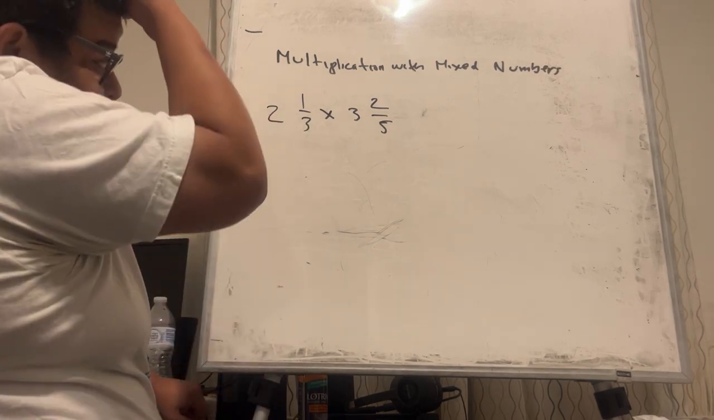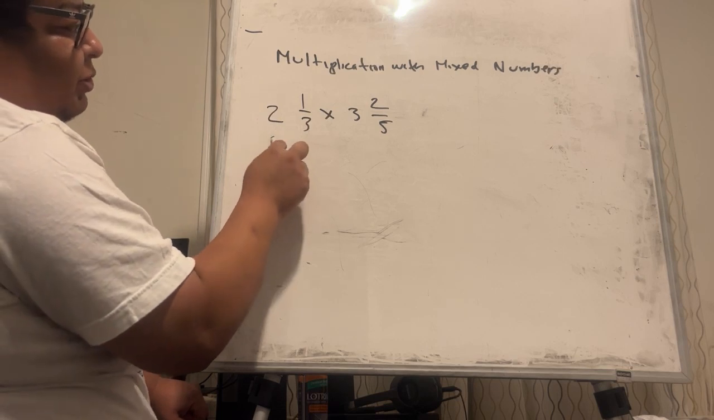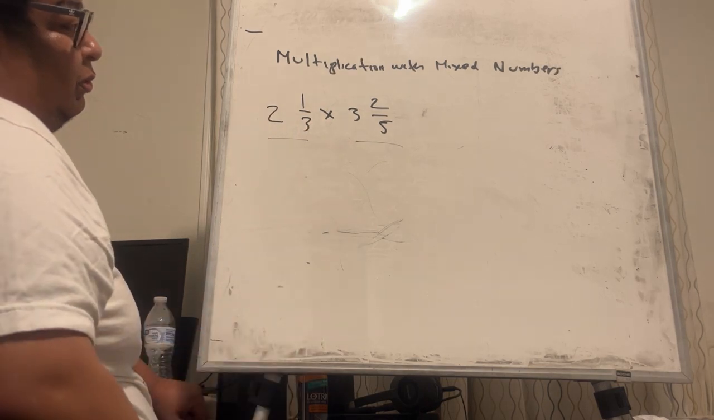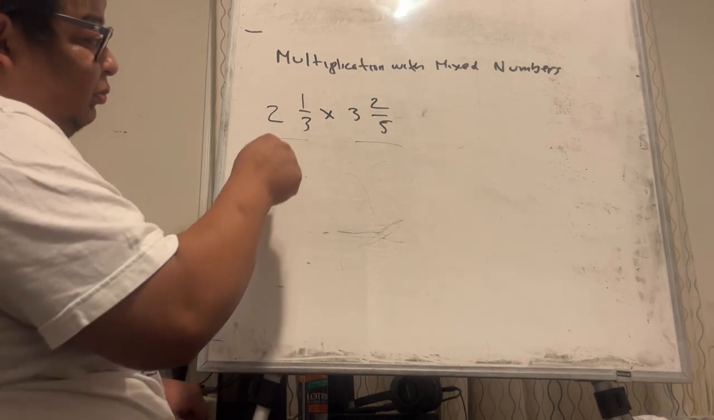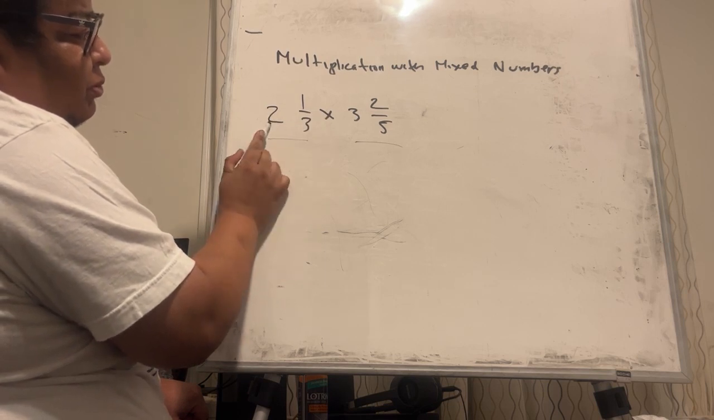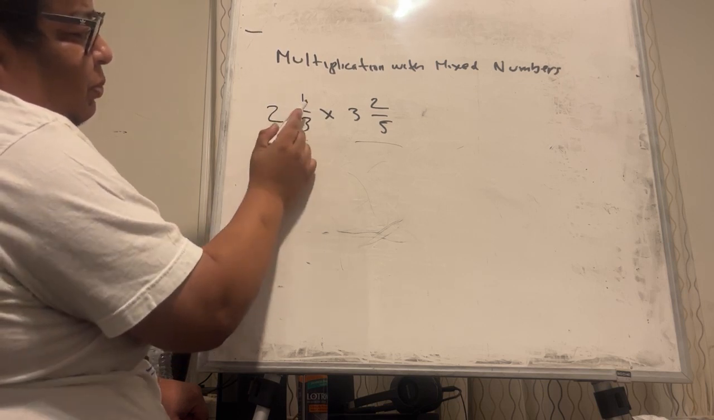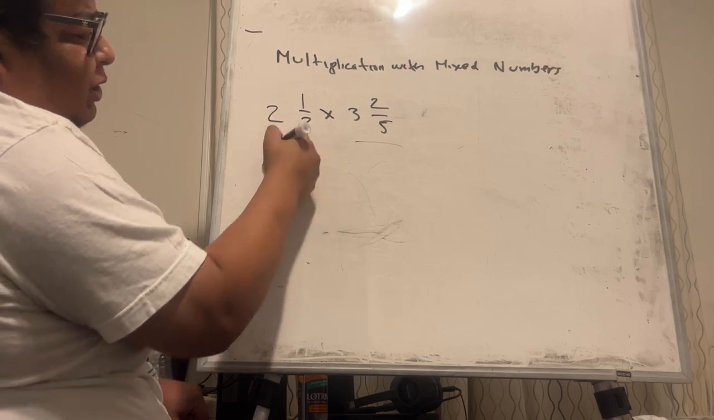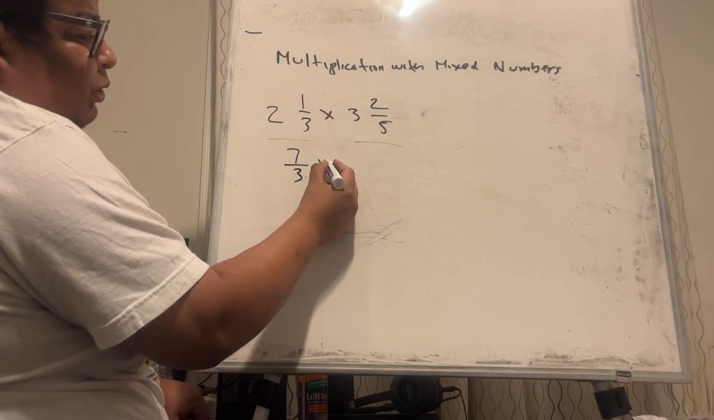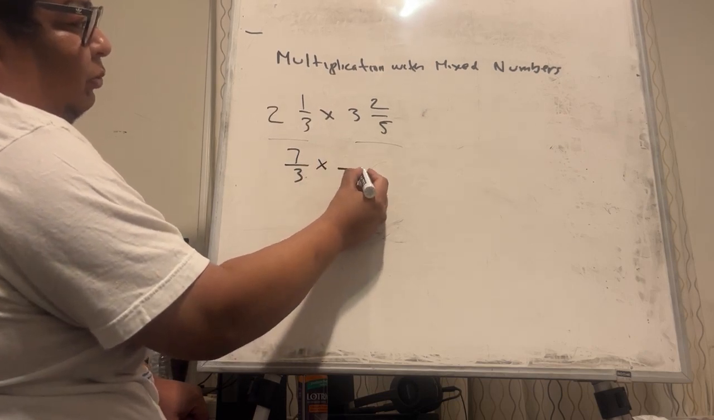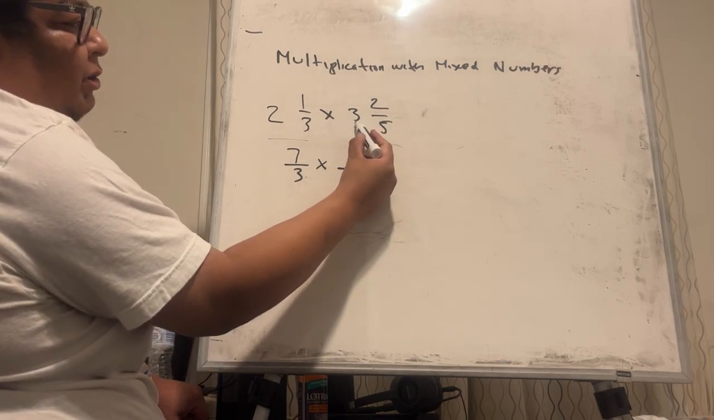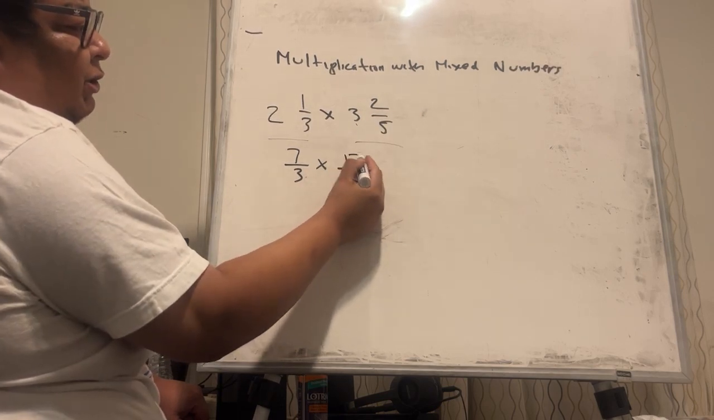So this one, the first step when you see a mixed number times a mixed number, you have to turn each into a fraction. So how do you do it? You multiply 3 times 2 and you add 1. So 3 times 2, 6 plus 1, 7, and you keep the 3 on the denominator. Now you multiply. So the 5 stays here, and then you do 5 times 3, 15 plus 2, 17.